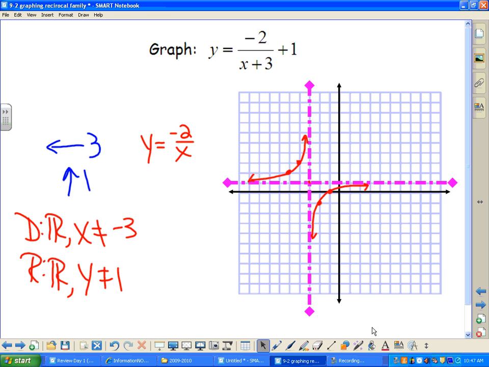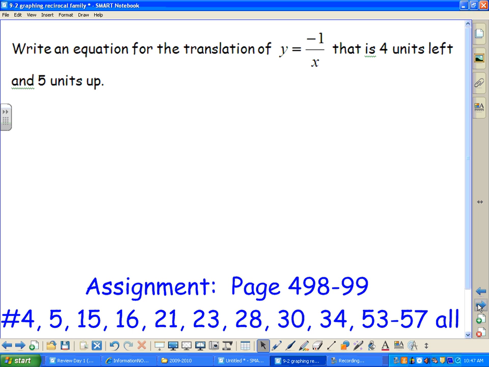Okay. Then one other quick example. Write an equation for the translation of the graph y equals negative 1 over x that is 4 units to the left and 5 units up. So I want you to take this parent graph and rewrite it so it's going to move 4 units left and 5 units up. Raise your hand when you think you know it. Okay, Natalie, what do you think? What do you guys think? Yeah, that's it. Okay? That's all there is to it.